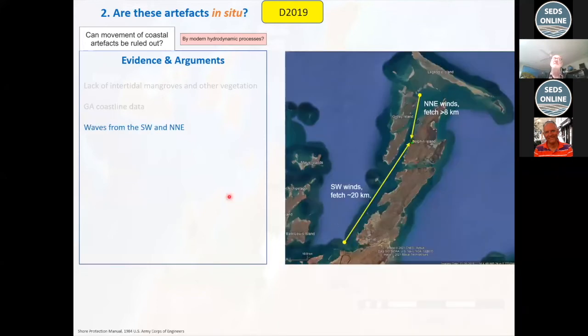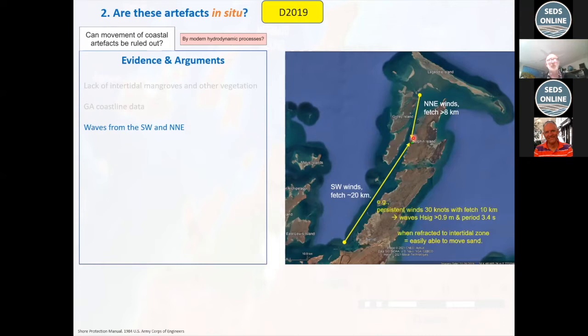Finally, waves. I was talking about the regional waves from the southwest and sometimes the sea breeze from the north-northeast, or it could be a cyclone-driven one. These are the fetches that we might have, which approach this site at Dolphin Island, of about 20 kilometres from the southwest and about 8 or 9 from the north-northeast.